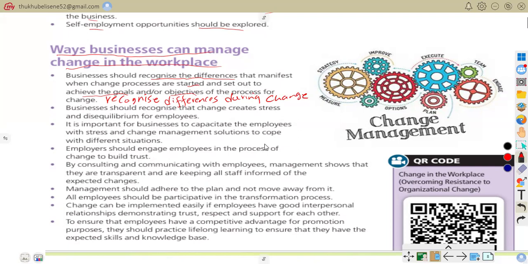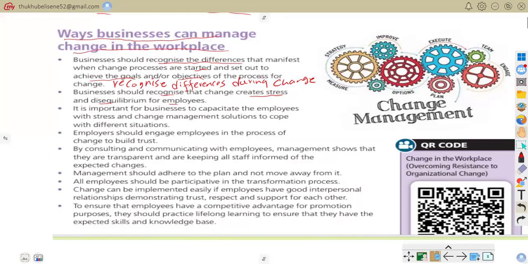Recognize differences during change, meaning understand that employees react differently. So, for example, some employees resist change. So that is that. Recognize differences during change. Business should recognize that change creates stress and disequilibrium for employees. So what it means is that we are trying to say understand stress from change.